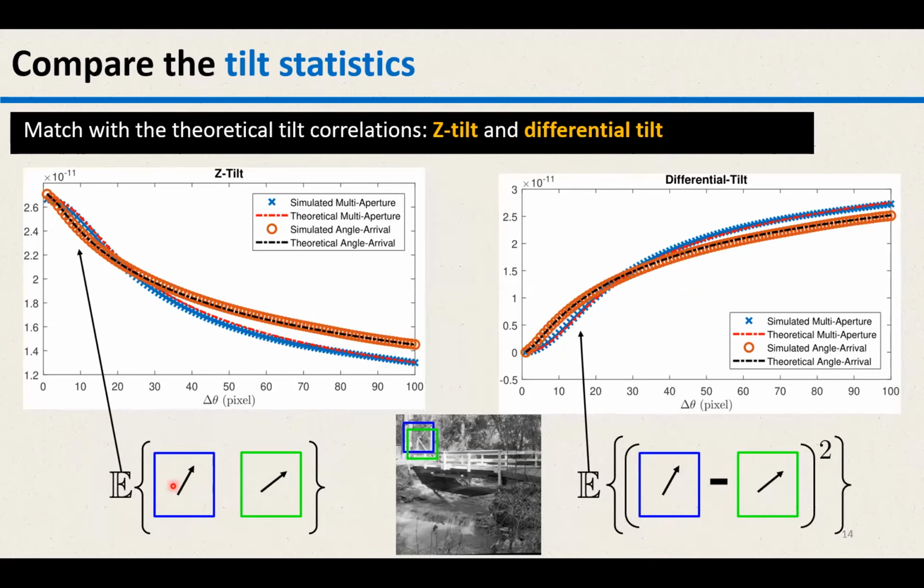The Z-tilt is really to look at the tilt statistics taken into the product form. So you have these two locations, you look at the tilt, and then you have an ensemble average of all these, you take the expectation. Then you can track this tilt statistic, it's called the Z-tilt, and we can show that our Z-tilt, the simulation, matches with the theoretical very well. Here is another statistic called the differential tilt. The differential tilt measures the tilt statistics using the square difference. And again, you can see that there is a pretty good match between theory and the simulation.